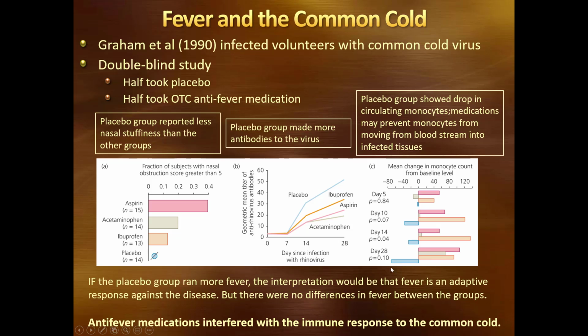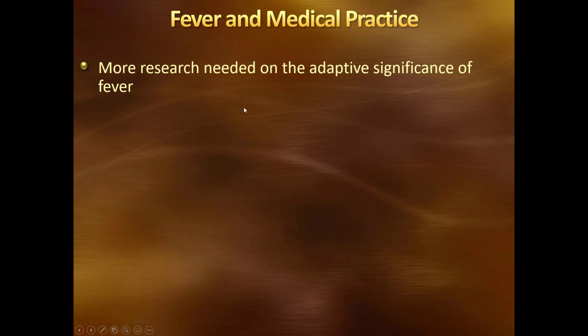The idea here is that these anti-fever medications, while they might eliminate fever to some extent, although we didn't see drastic differences, do interfere a little bit with the immune response to the cold. So these data alone would suggest that taking anti-fever medications for a common cold may not be a good strategy. However, we have to be careful making a general statement like that because more research is probably needed on the adaptive significance of fever.